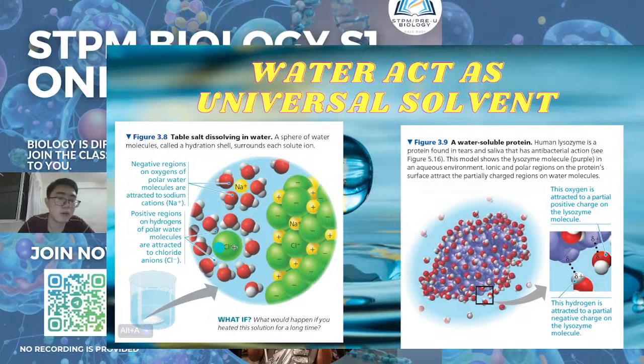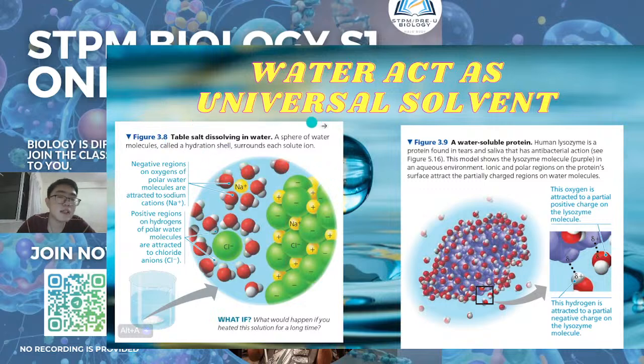Normally they will use salt, because our table salt can be dissolved in water. If you know that water is a polar molecule, then normally polar substances will be dissolved in water. But non-polar molecules like lipids cannot dissolve in water. Oil, lipids, and fats cannot dissolve in water, right? Why? Because they are non-polar molecules.